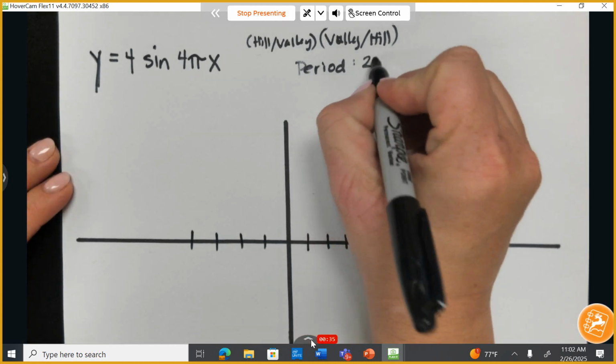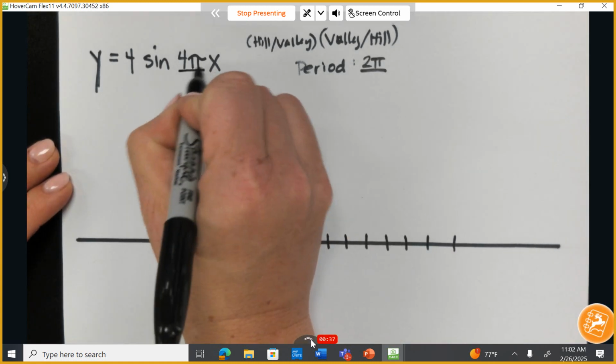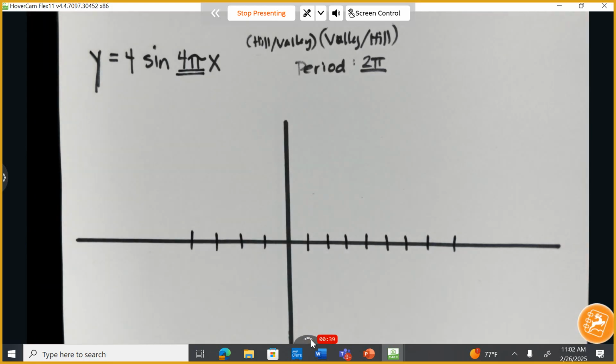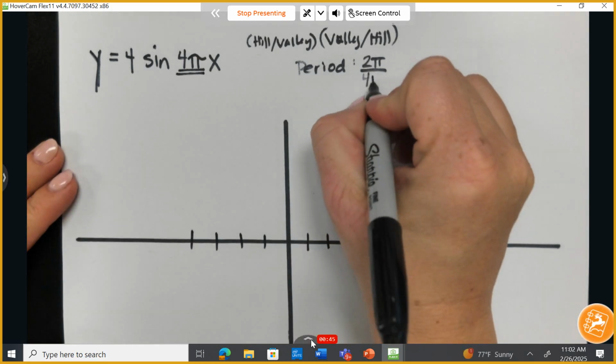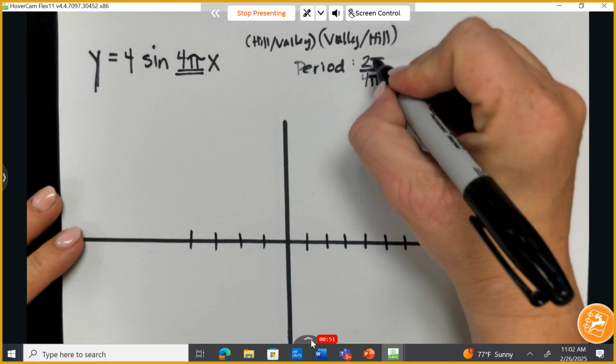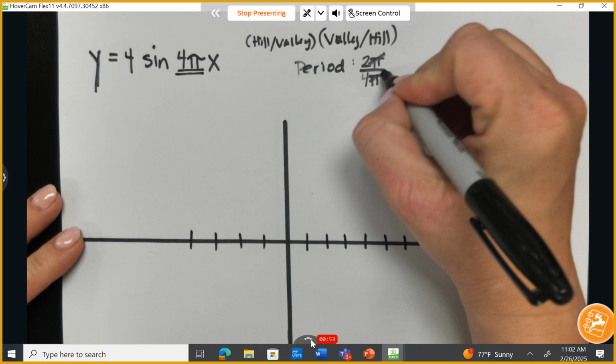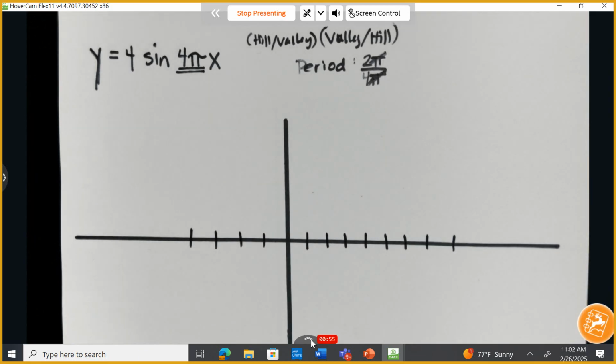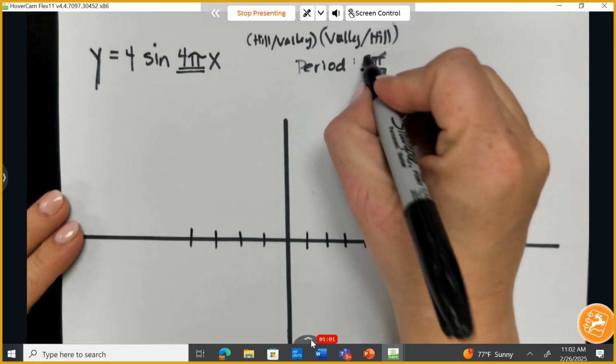I'm going to take 2 pi, and I'm going to divide by whatever is directly in front of the x. So in front of the x right now is a 4 pi. So we're going to divide by 4 pi. You guys use the word canceling out. Mathematically, that's not the correct word. It's called simplifying. But either way, the pi on the top and the pi on the bottom appear to disappear. Really, they simplify into 1. And I'm left with 2 over 4.